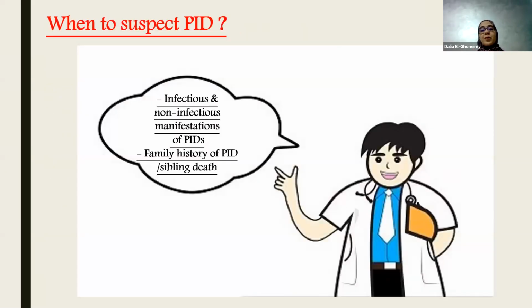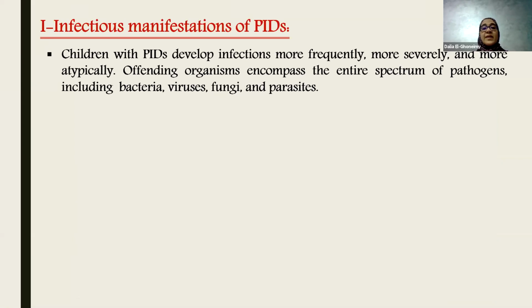So when to suspect primary immune deficiency disease, we have to keep in mind that they might present with infectious or non-infectious manifestations, together with a family history of PID confirmed, or sibling deaths, whether because of recurrent infections or unexplained. Infectious manifestations include that these patients are at increased risk of more severe and more atypical infections, and the offending organisms comprise the whole spectrum of pathogens, including bacteria, virus, fungi, and parasites.